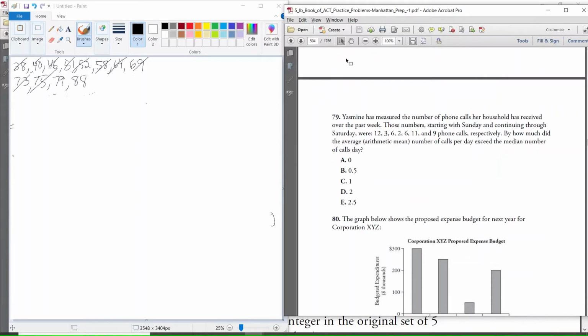79. Yasmin has measured the number of phone calls her household has received over the past week.